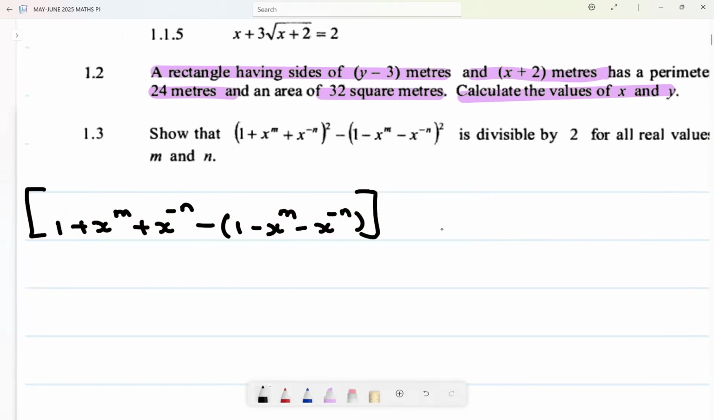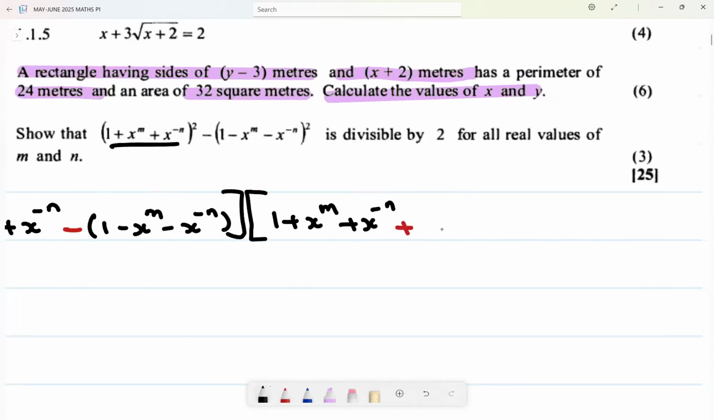And then remember, I will multiply. I'm just multiplying a difference of two squares, plus what? I still repeat this one, plus x to the power of negative n. In this case, if here I used the minus, let me use the minus with a different color. Minus. This one I'm going to use plus. What exactly am I adding? I'm adding this one: 1 minus x to the power of m minus x to the power of negative n.